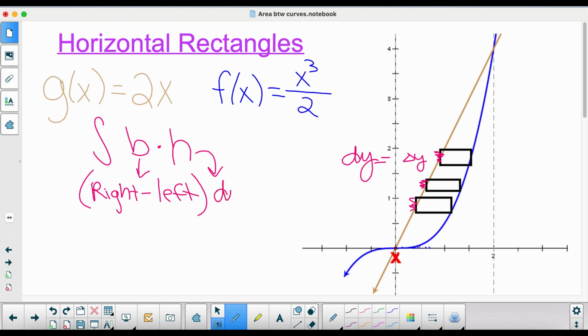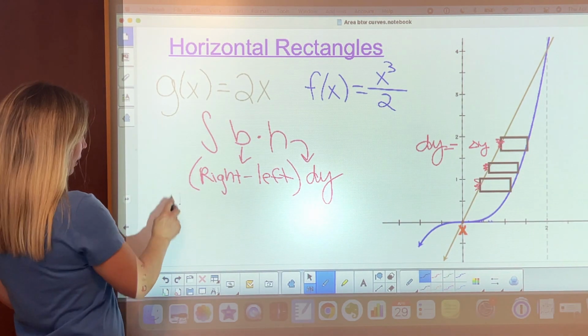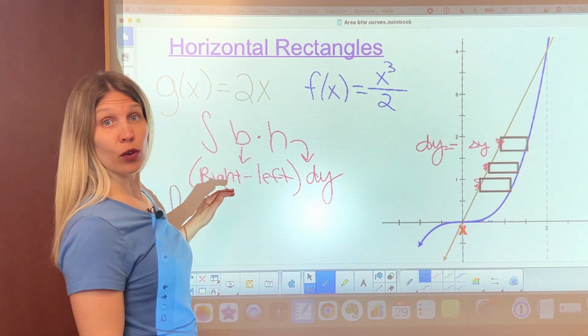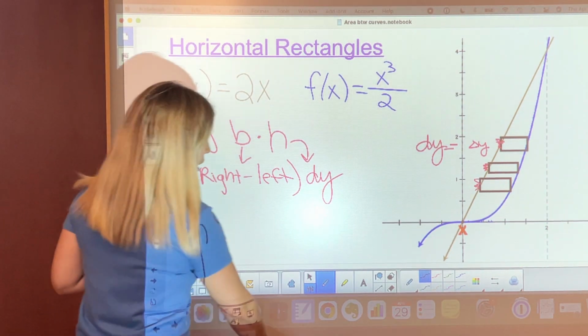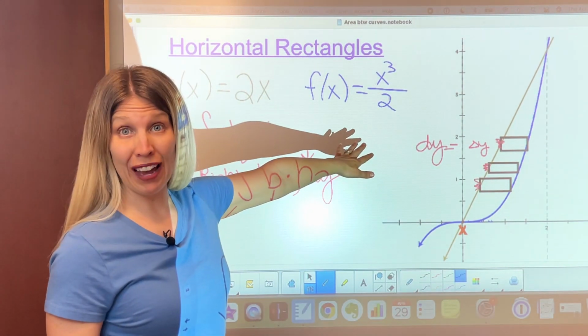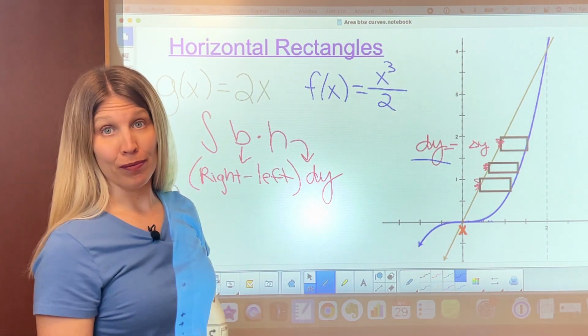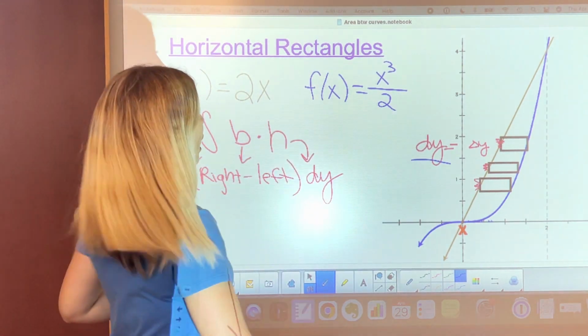And in this case, our height was tiny changes in y, so it's a dy problem. So let's integrate. Our function on the right is our blue function, but notice this function is written in terms of x, and this is a dy problem. So we have to rewrite this in terms of y.